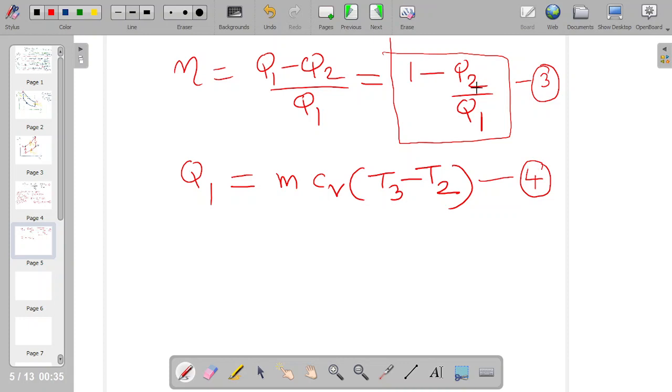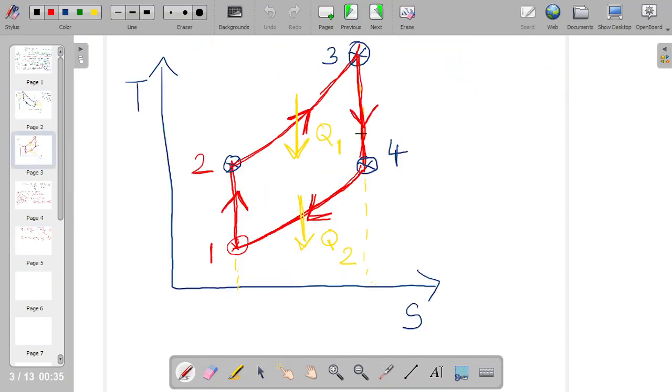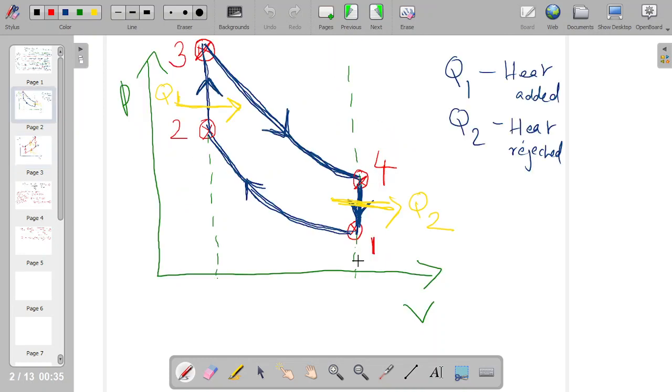Now similarly we can write Q2 also, because Q2 is the heat rejected. Here you can see heat rejection, and it is in 4 to 1. Here again it is a constant volume process, so it is the same expression, m CV delta T, but the state values change. In heat addition, the temperature increases from 2 to 3. Here the temperature changes from 4 to 1.